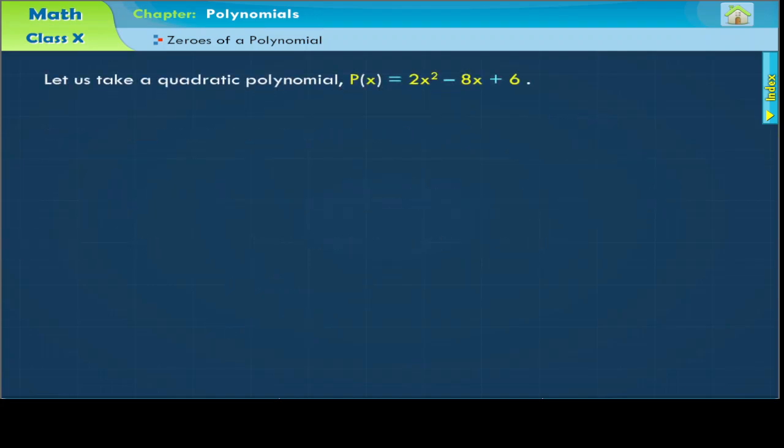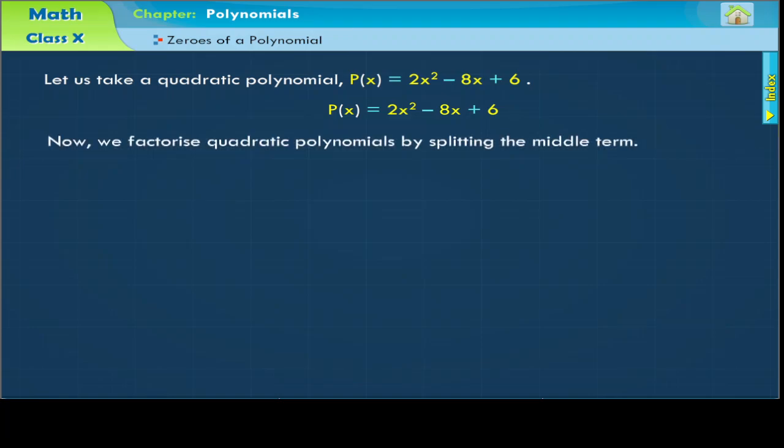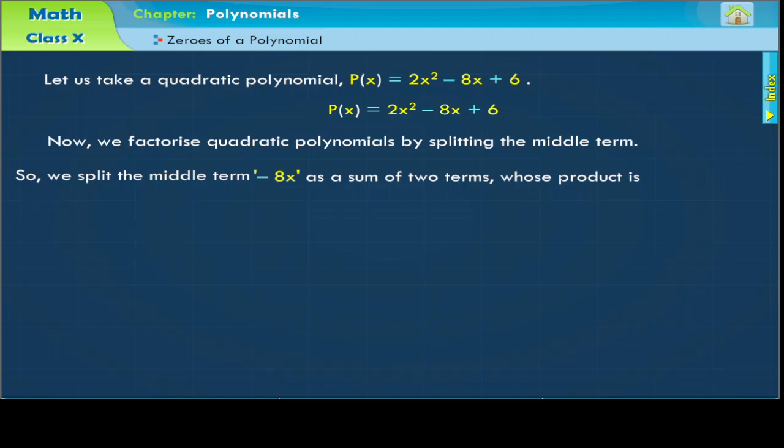Let us take a quadratic polynomial p of x is equal to 2x squared minus 8x plus 6. Now we factorize quadratic polynomials by splitting the middle term. So we split the middle term minus 8x as a sum of two terms whose product is 6 times 2x squared. Let's observe the following.